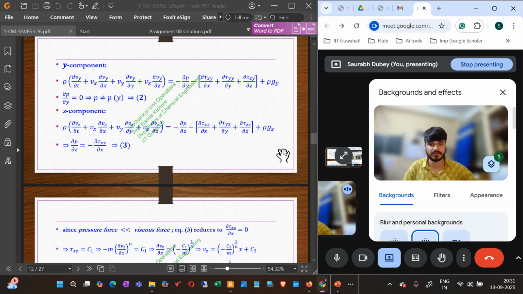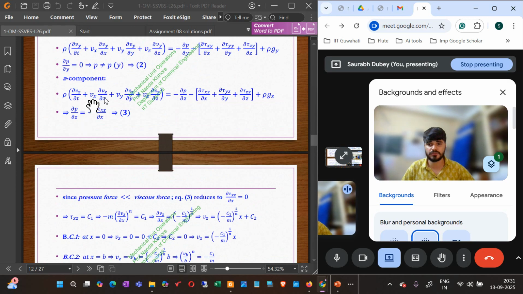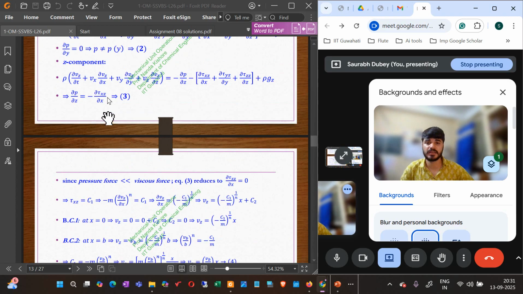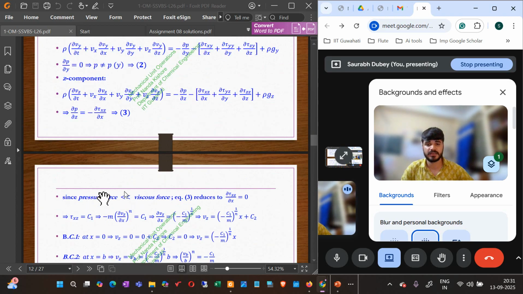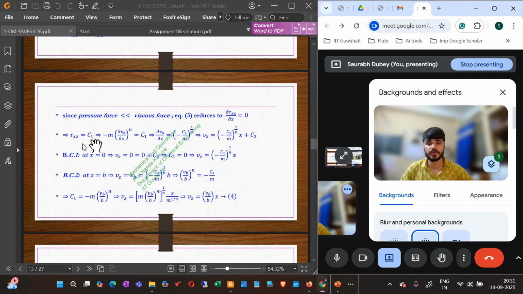Okay, so if you look at this, then the z component is this one, and through the z component you got to know this. Here also this vz is a function of x, so that's why you see that tau xz is existing. Okay, and then the pressure is very small as compared to viscous forces, because you are actually considering that the viscous dissipation effects are large. Then this del tau x by del x will become zero, because of the very small pressure influences. So now here you just put the equation of motion.